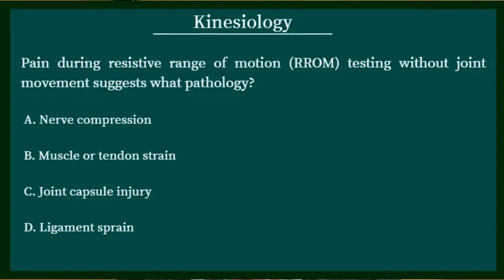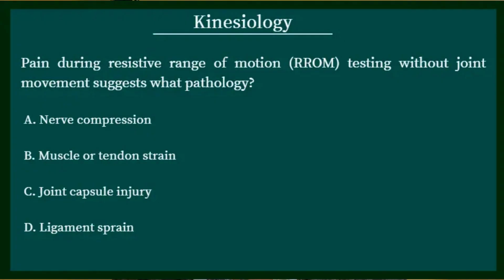So B, muscle or tendon strain, which I think is the correct answer, but I want to look through all the other options first. C, joint capsule injury, and D, ligament sprain, are both symptoms of an active or assisted range of motion pain because the joint is being moved. So for example, you're trying to figure out a pain that happens during elbow flexion. So active range of motion, they say, oh, it hurts right here in my elbow when I do that. So that means it could be something happening in the joint capsule, or it could be a muscle strain, right?